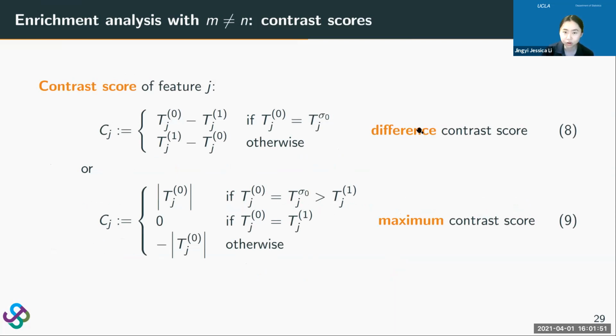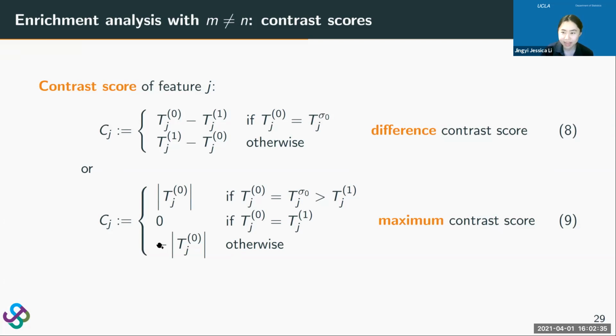For the difference contrast score, if the largest statistic is from the original data, then we take the difference between the maximum and the second maximum, and call that the contrast score. So this is positive. Otherwise, if the maximum is from a permutation, then we reverse the order. We take the difference between the second maximum and the maximum, so we get a negative contrast score for this feature. And the maximum contrast score is defined in another way. We always take the absolute value of the largest statistic, but if this maximum is from the original data, we keep it as positive.